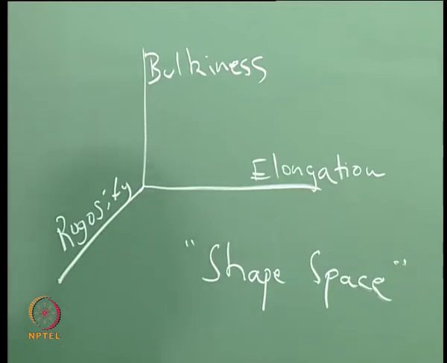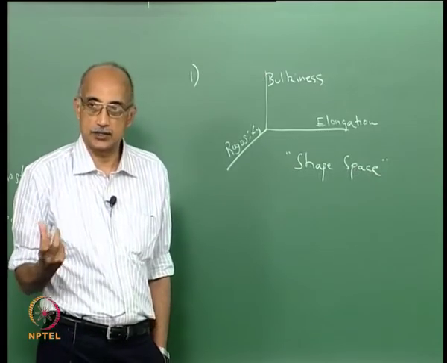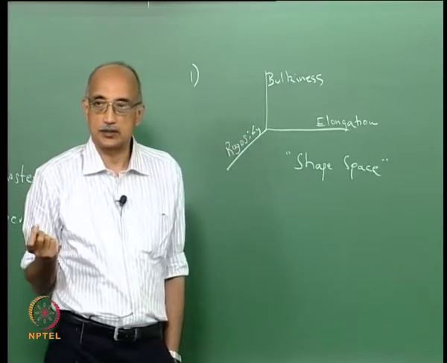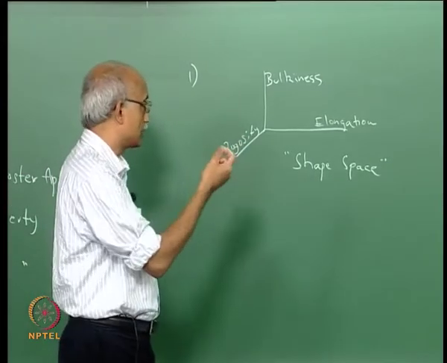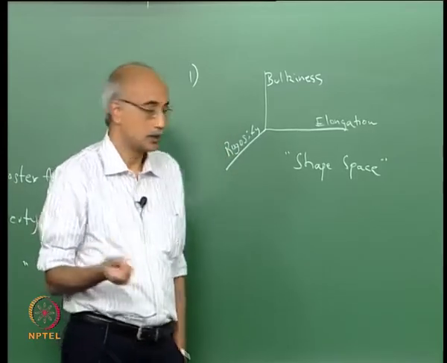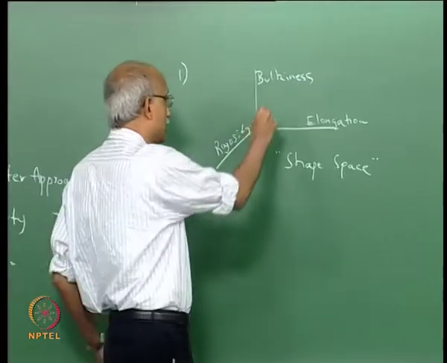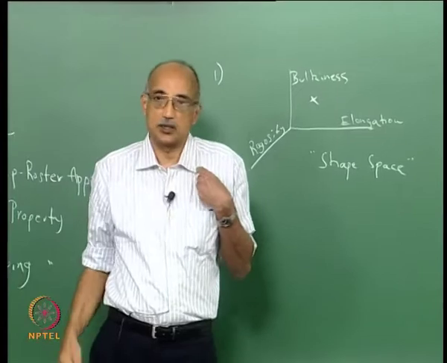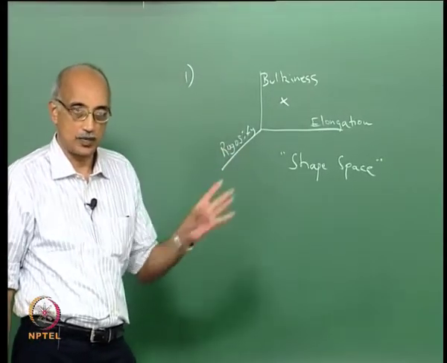So now what do you do in this case? Well, you take the object whose shape you are trying to assess and find its location in this space. In other words, it will have a certain bulkiness characteristic, it will have a certain elongation characteristic, and it will have a certain rugosity characteristic. So let us say that the shape that you want to assess is some x, and it is located at some point in this 3-dimensional space.